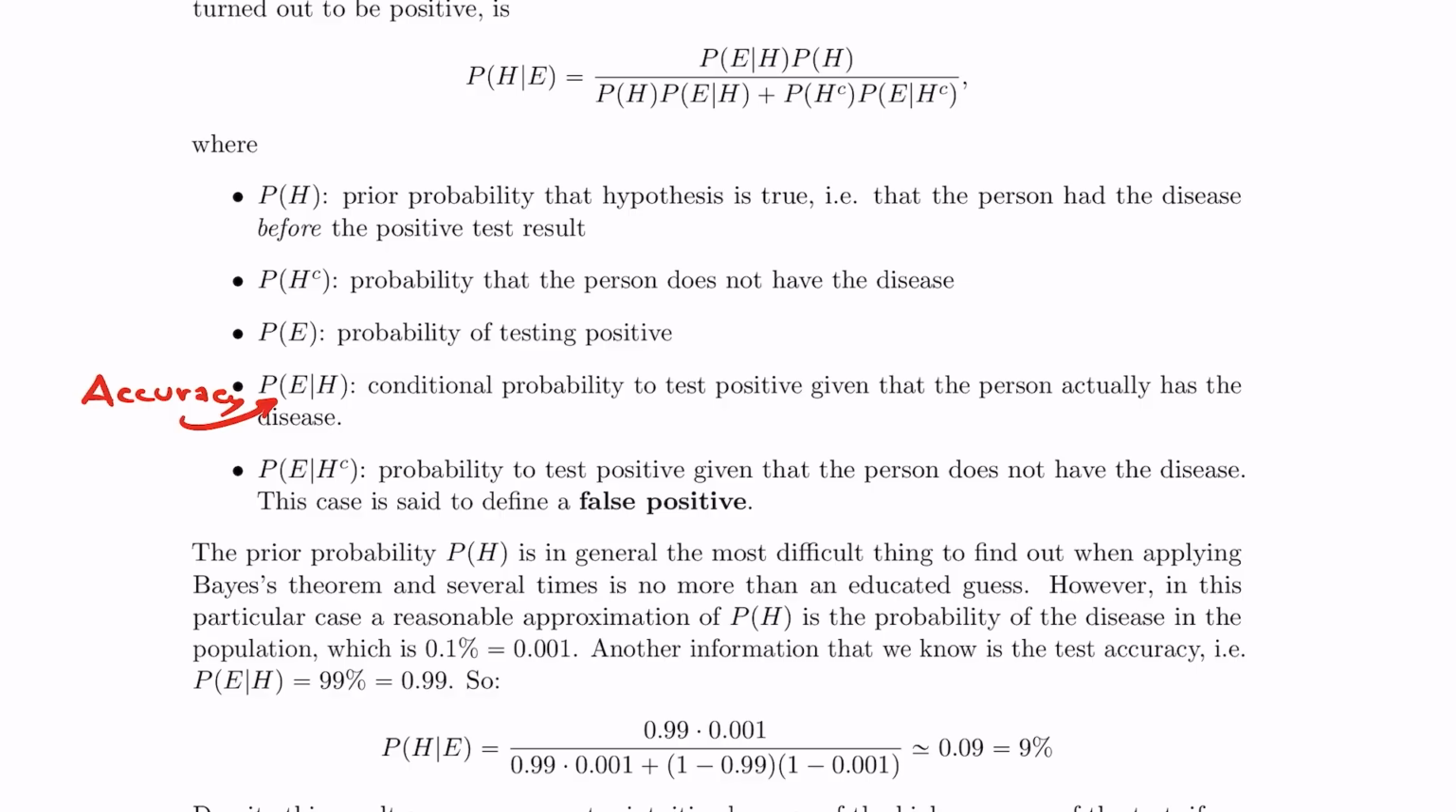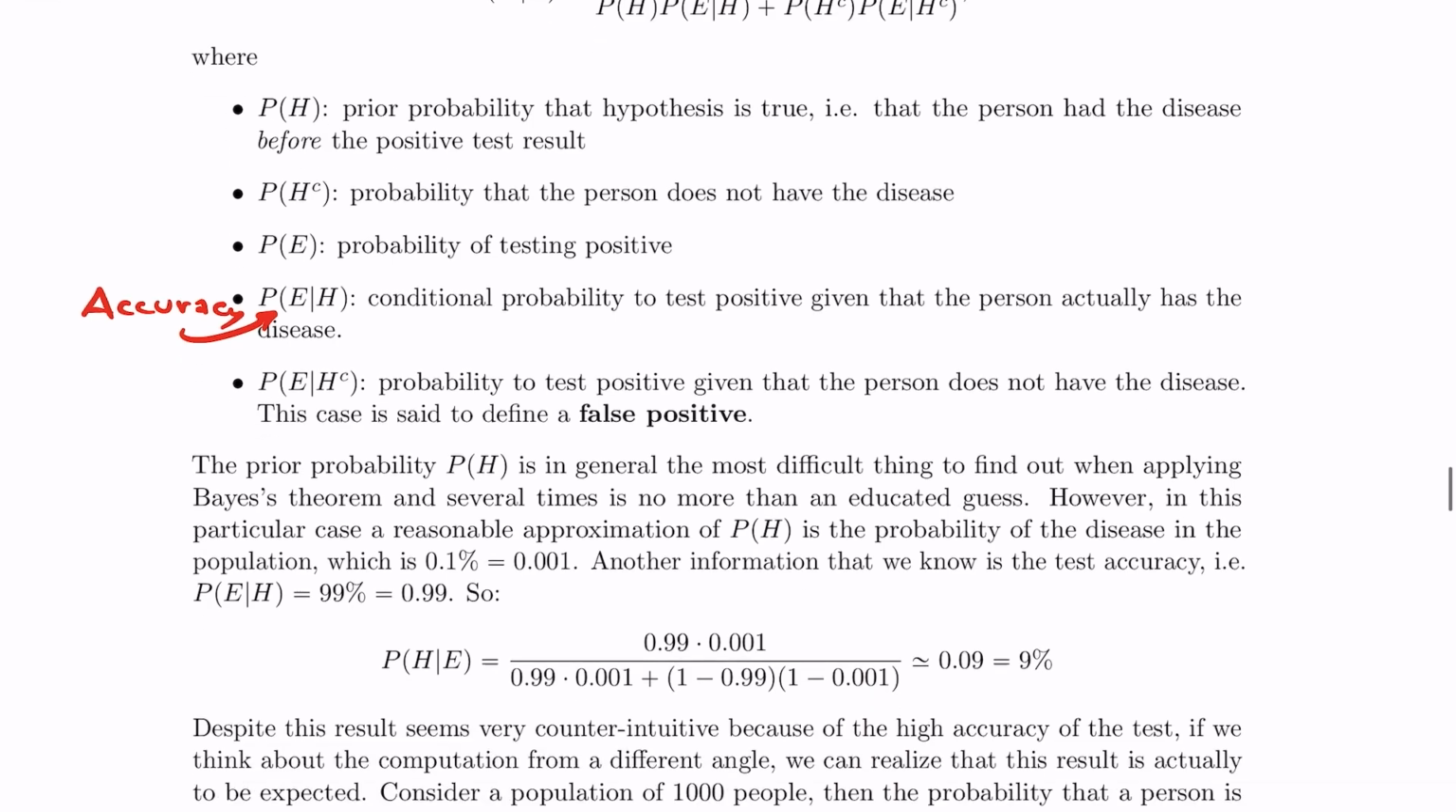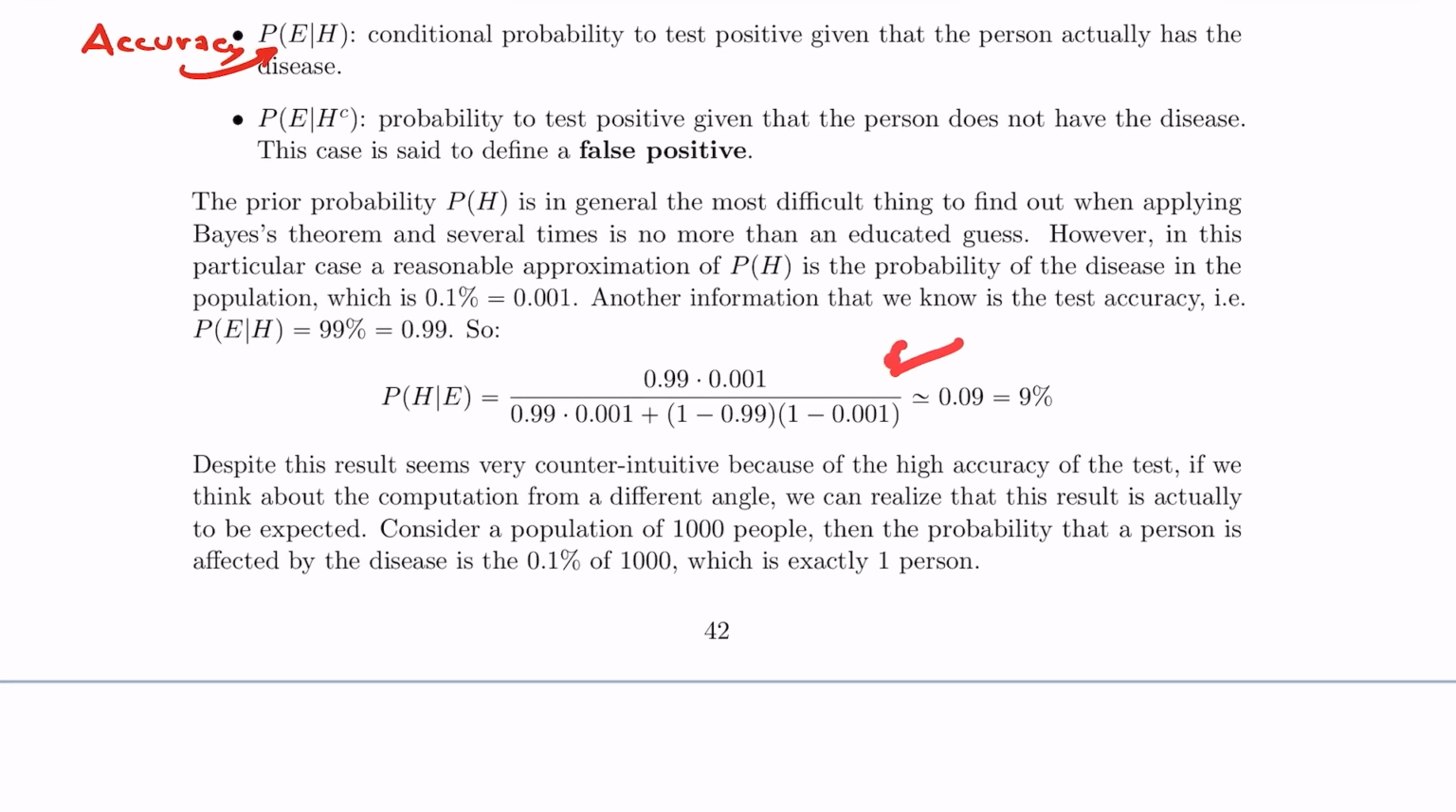Using these approximations, we can compute the conditional probability of H given E as follows. Replacing all the values that we have, we obtain around 0.09, which is 9%. I am pretty sure that this result is very counterintuitive for the majority of you because of the high accuracy of the test. However, I'm going to show you that if we think about the computation from a different angle, we can realize that this result is actually to be expected.